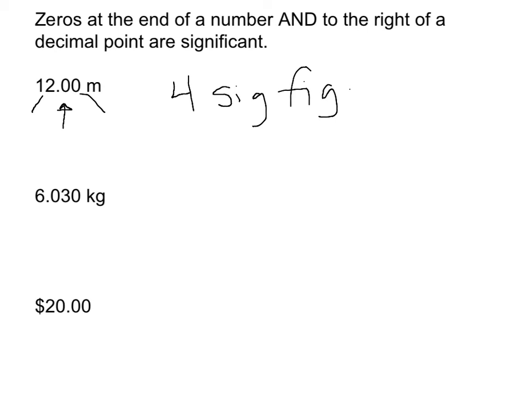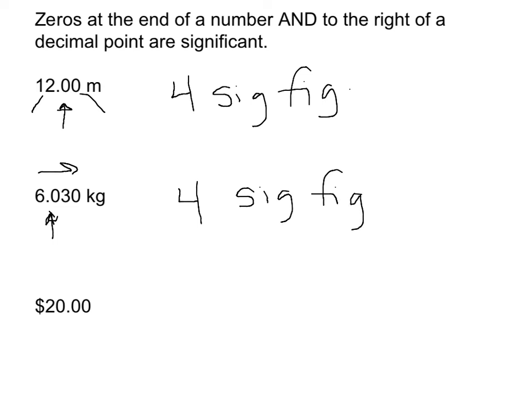Likewise, I measure the mass of some objects, 6.030 kilograms. Once again, you know the 6 and the 3 are. The first 0 is significant because it is between non-zeros. The 0 at the end is significant because it's at the end of the number and to the right of a decimal. So therefore this guy has 4 sig figs as well.